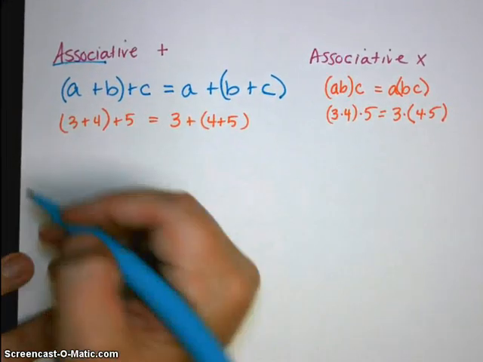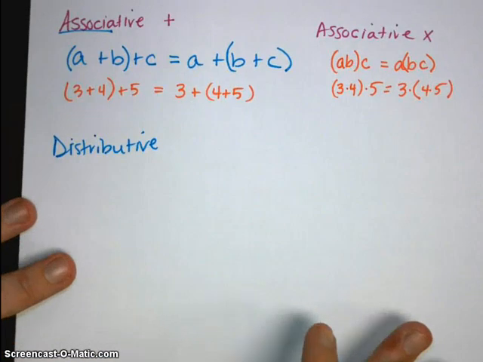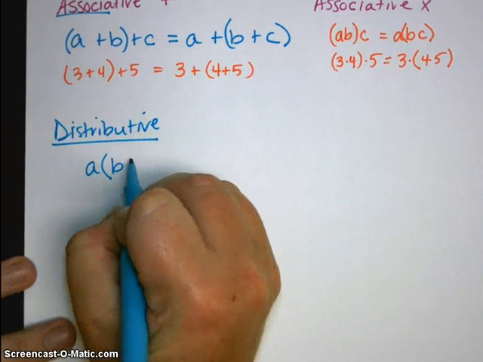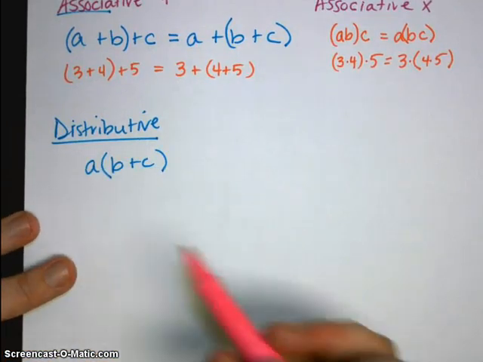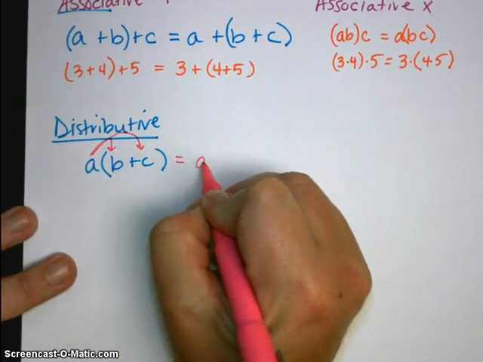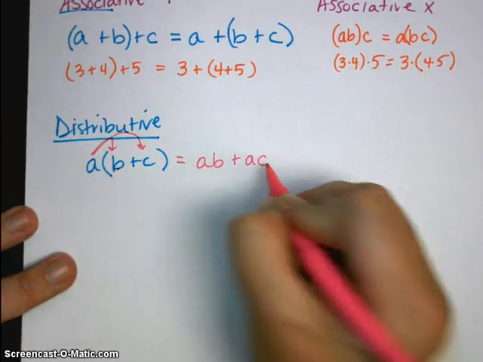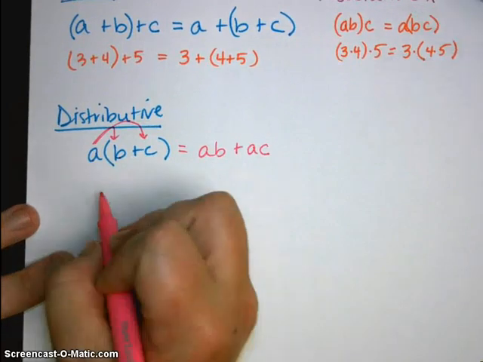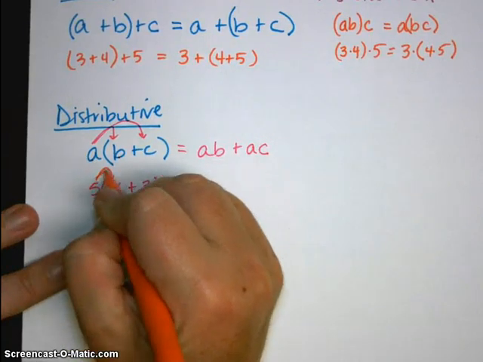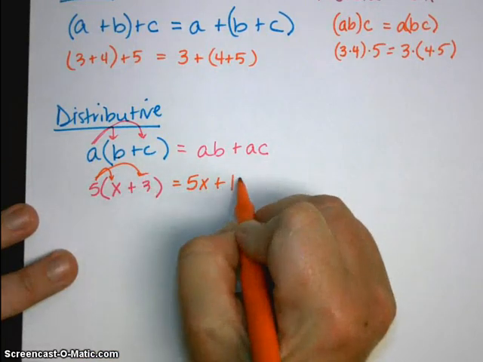The next property that we're going to look at is the distributive property. The distributive property is a property that you actually use more often than the others. The distributive property says that if I have A, parentheses, B plus C, I'm going to give everybody in the group an A and multiply them. So I draw my arrows. That's going to give me A times B plus A times C. If I look at it using numbers, that could be like 5 parentheses x plus 3, and I draw my arrows, so that would be like 5 times x is 5x plus 5 times 3 is 15.